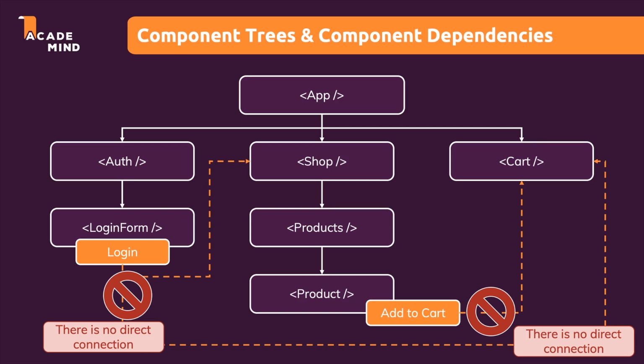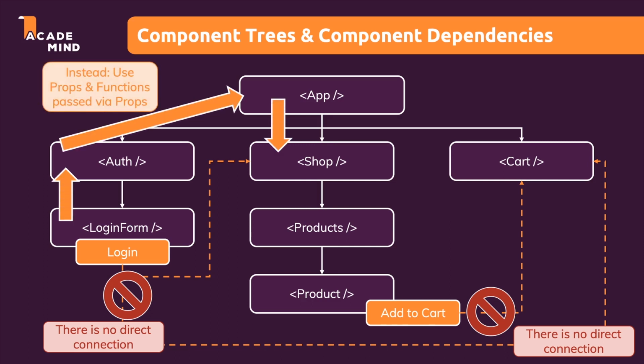If a user clicks a button in the product component to add a product to the cart, the information needs to reach the cart component, but there is no direct connection between the product component and the cart component. And the same for the login. And therefore, what we typically would do is we would use props to pass a function handler to the login form, for example, so that in there we can call it. But that essentially means that we're forwarding data through our different components. And the same, of course, if we add something to the cart.